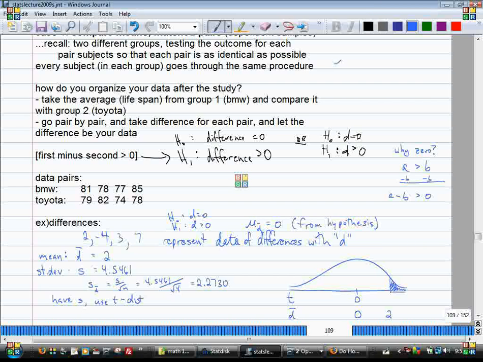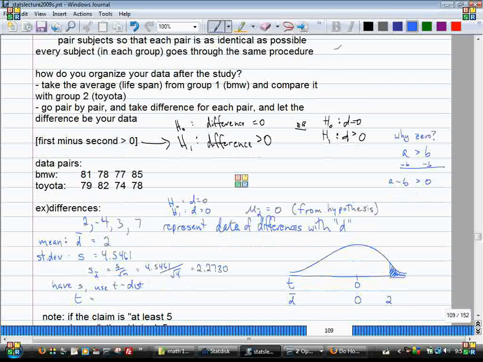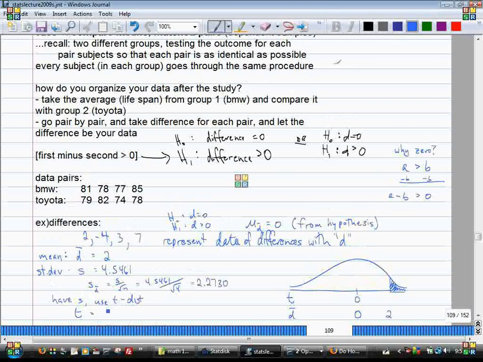And so now what do we have to do? Now we have to find the t-score. And how do we do that? 2 minus 0, divided by what? Which standard deviation do you have to use?